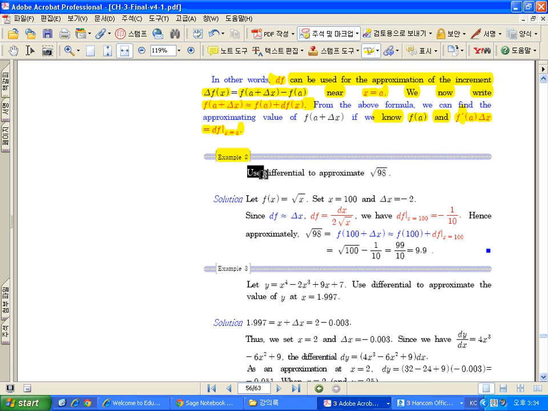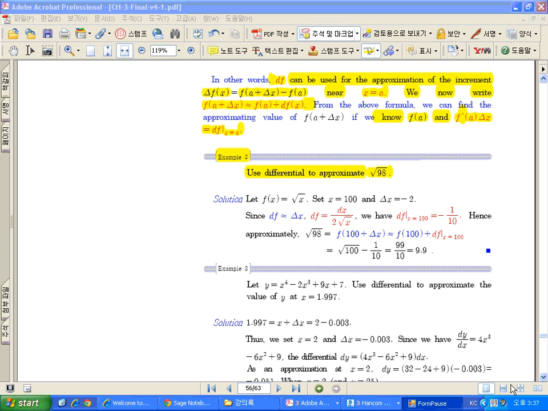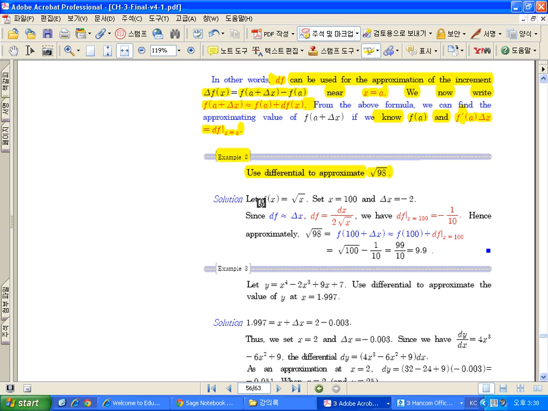Example 2. Use differential to approximate square root of 98. For finding the approximation of square root of 98, we set f of x is equal to square root of x, and that x is equal to 100, then delta x must be minus 2. Since df is equal to delta y, so df can be written in this way, and df at x is equal to 100 is minus 1 over 10.